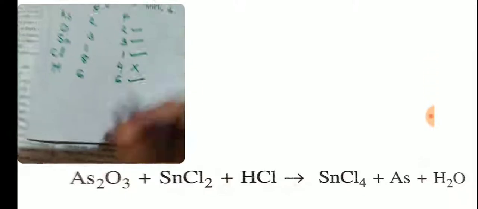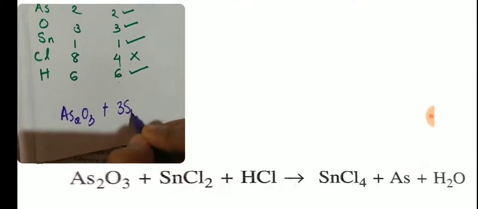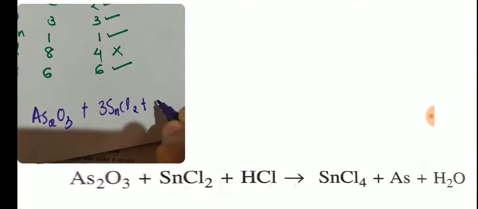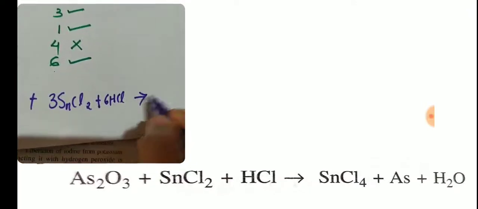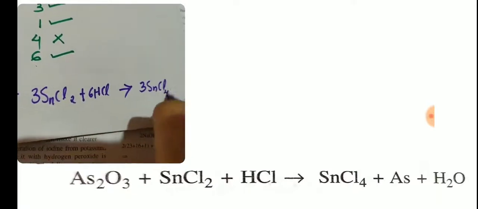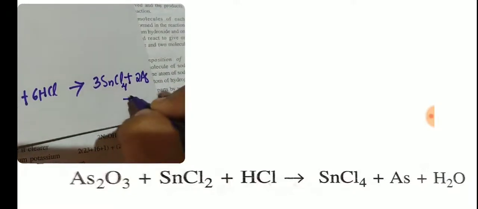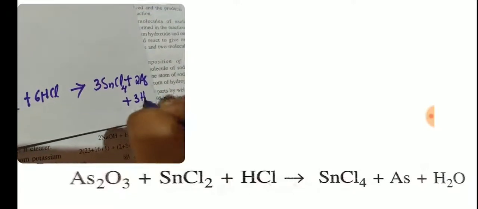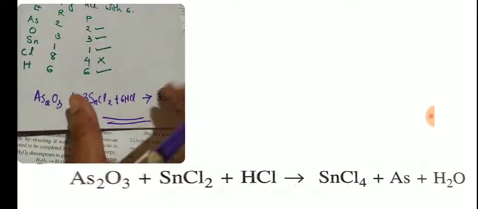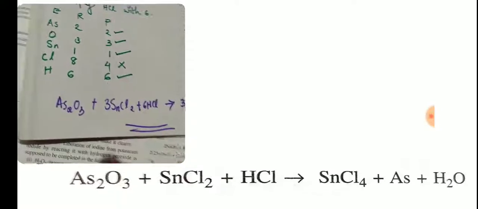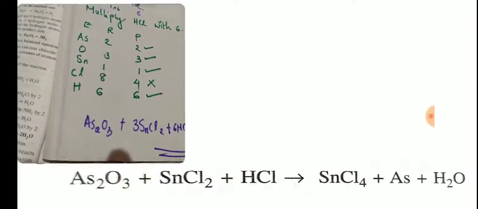What is the balanced equation? As2O3 plus 3SnCl2 plus 6HCl gives 3SnCl4 plus 2As, arsenic, plus 3H2O. This is our balanced equation. So this much is our balancing. Go through this one. This is a very important topic. If you understood this much, your remaining exercise questions will be easy for you.